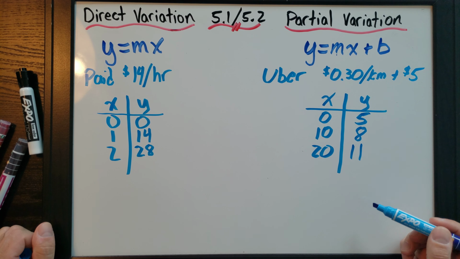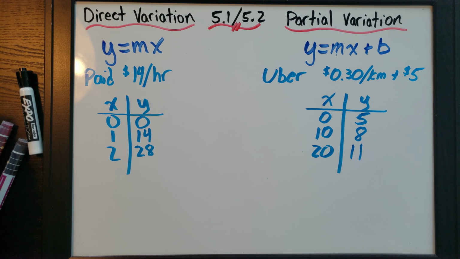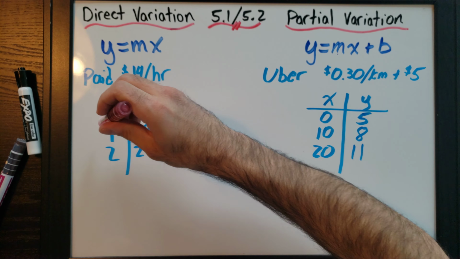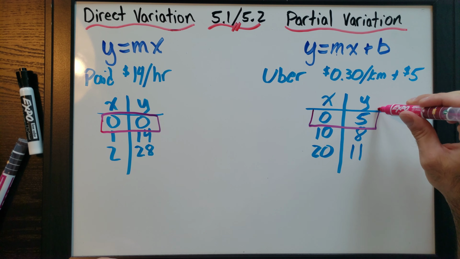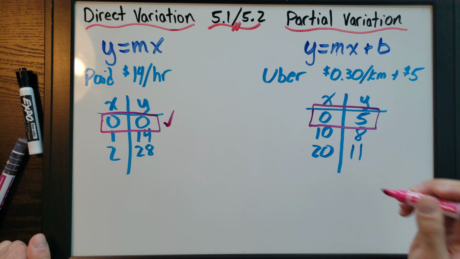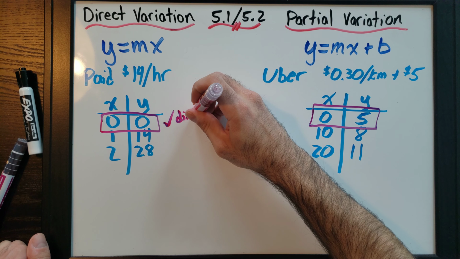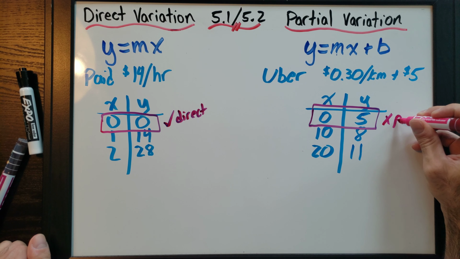This is partial variation. The most important thing to consider here is where these things equal 0. So for instance, when X is 0, this is where I can recognize if something is direct or partial variation. If it goes through 0, 0, it's direct variation. If it doesn't go through 0, 0, it's partial.